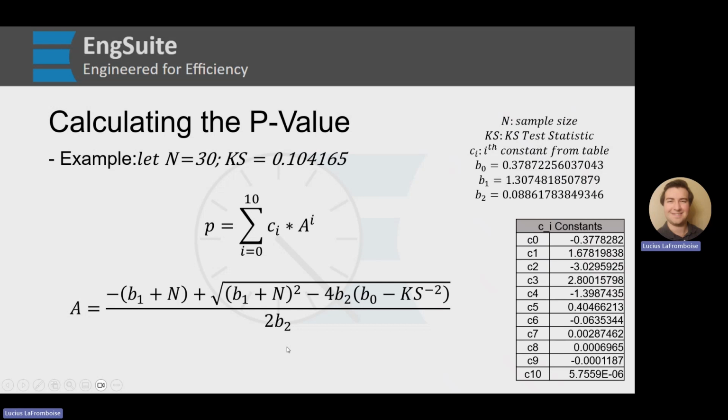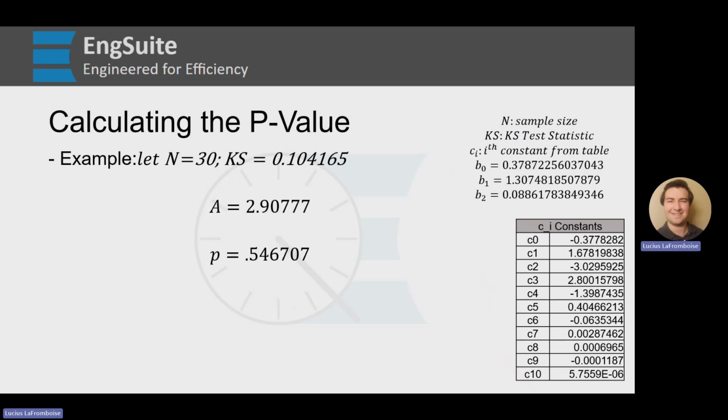So again, none of this is really complicated. It can just be a pain to type all of these numbers into Excel. If we were to plug it all in with that n and that KS value, we get an a of 2.90777 and a p-value of 0.546, which is greater than 0.2.